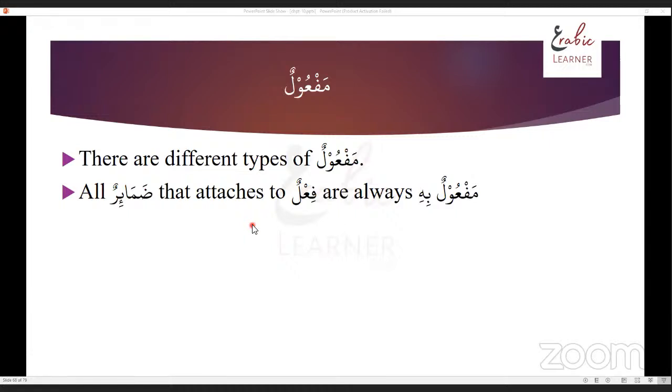In the same way, damir gets attached to fail also. So when the damir attaches to fail, that damir becomes maf'ul bihi for that fail. Understood, brothers and sisters? That damir becomes maf'ul bihi for that fail. So here I'm introducing one type of maf'ul which is called maf'ul bihi.